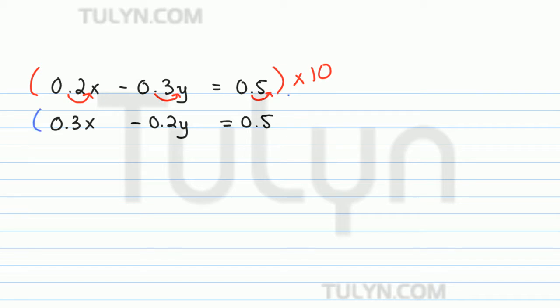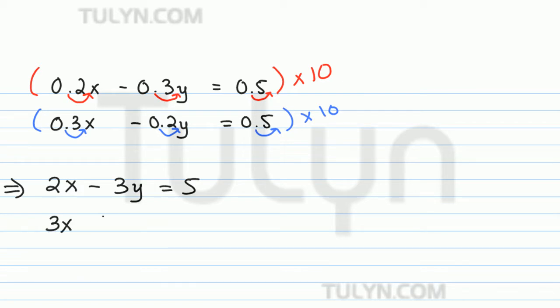And similarly, if you multiply the bottom one by 10, it's going to move the decimal point over 1. So let's do that so that we can create a new system that's a little bit easier to handle. So multiplying the top by 10, we get 2x minus 3y is equal to 5 as the first equation, and the second equation becomes 3x minus 2y is equal to 5. And now this is a little bit easier to handle, right?